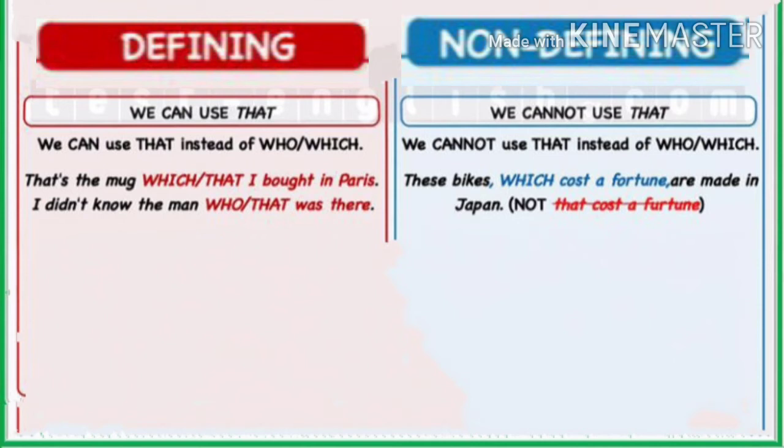So in non-defining relative clause sentences, we cannot use that. For example, these bikes, which cost a fortune, are made in Japan. Here we cannot use that.